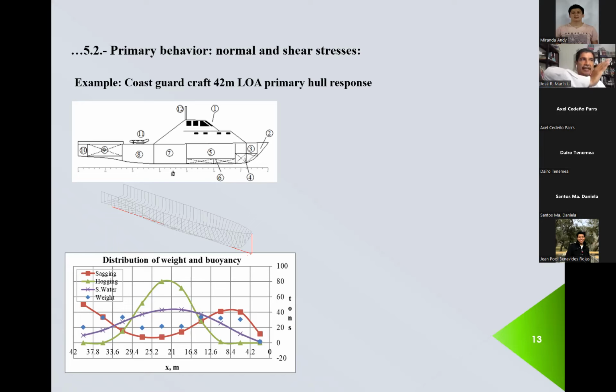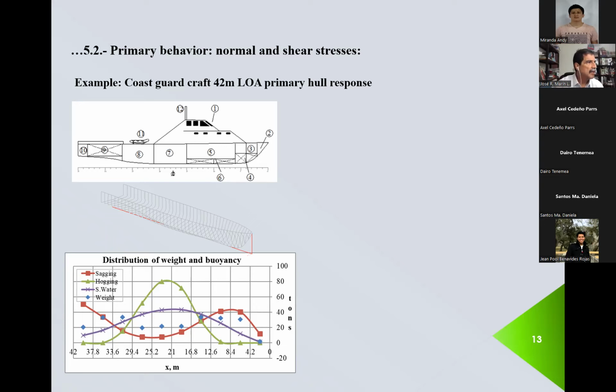Okay. So if you are like this, that means that the deck will be in compression. So you have to use the sagging bending moment to evaluate the compressive stress. And that compressive stress, you have to check it against the critical stress of the plating. So you can be sure that there is no buckling in your deck plates.